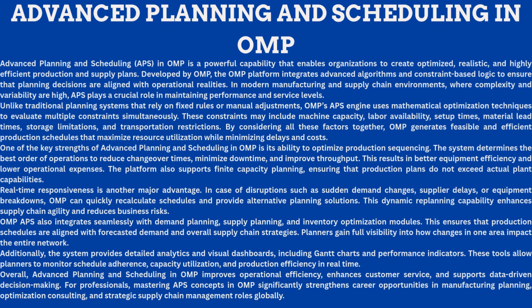OMP APS also integrates seamlessly with demand planning, supply planning, and inventory optimization modules. This ensures that production schedules are aligned with forecasted demand and overall supply chain strategies. Planners gain full visibility into how changes in one area impact the entire network.